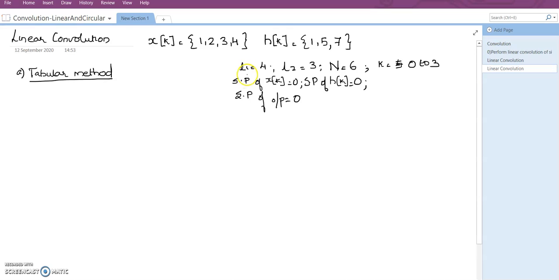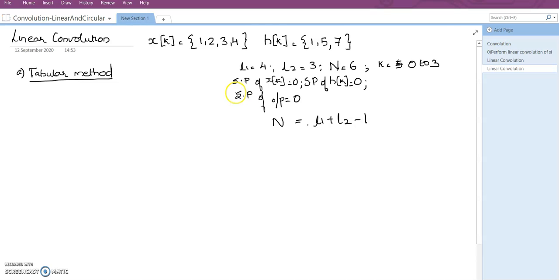So as we have already looked, L1, which is the length of sequence x of k, will be 4. L2, which is the length of sequence h of k, will be equal to 3. So that will make the output sequence's length equal to 6, which is calculated using the formula L1 plus L2 minus 1. So n, which is the length of the output sequence, can be treated as L1 plus L2 minus 1, which will make it 6.